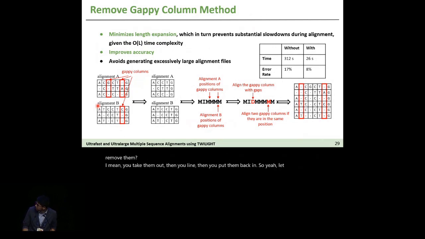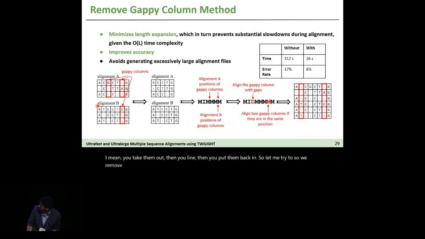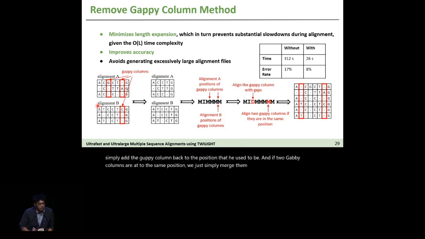So yeah, let me try to. We remove the gappy column as shown in the figure here, and then we perform the alignment, which gets us the traceback path like this, with matches, mismatches and insertions, and we simply add the gappy column back to the position that it used to be. And if two gappy columns are added to the same position, we just simply merge them. Since gappy columns contain mostly gaps and do not contain much information, merging two gappy columns does not have much effect on the overall accuracy, but it can prevent generating a very excessively large alignment that we might observe in PASTA or MAGUS.